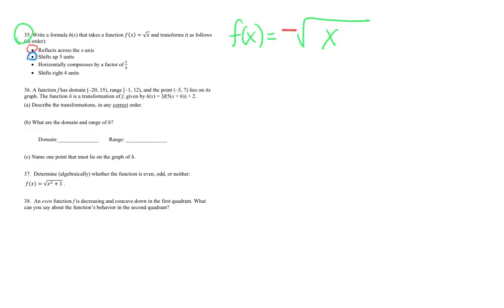Next, I want to shift up 5 units. So that'll be a +5 on the outside. Then I want to horizontally compress by a factor of 1/3. So that would be a 3 on the inside with the x. And then I want to shift to the right 4 units. So to the right would be -4 on the inside. So that should be it. Let me write it all in one color for those of you that are annoyed by the color change: negative square root of 3x minus 4, plus 5.